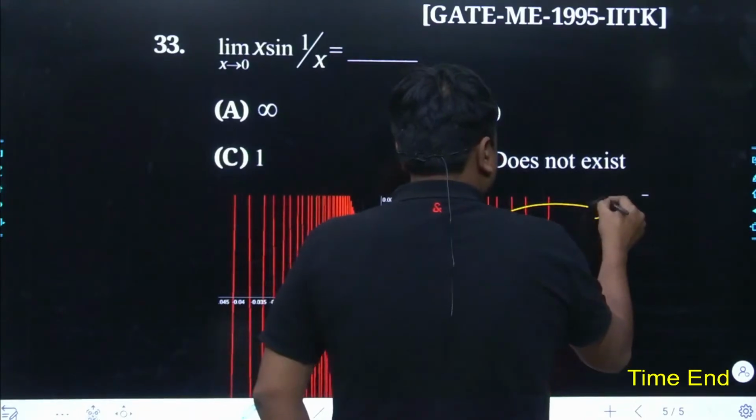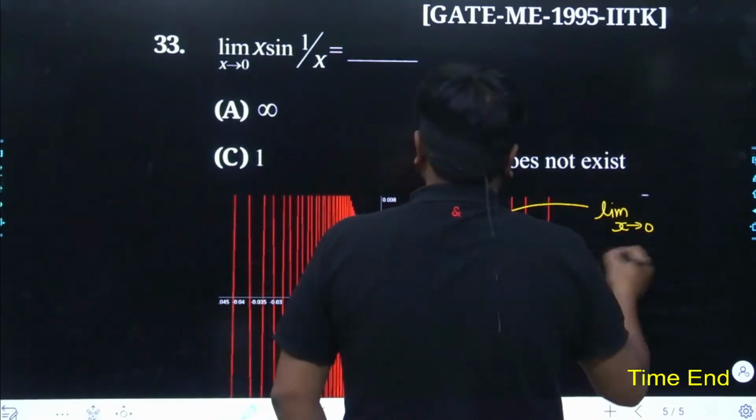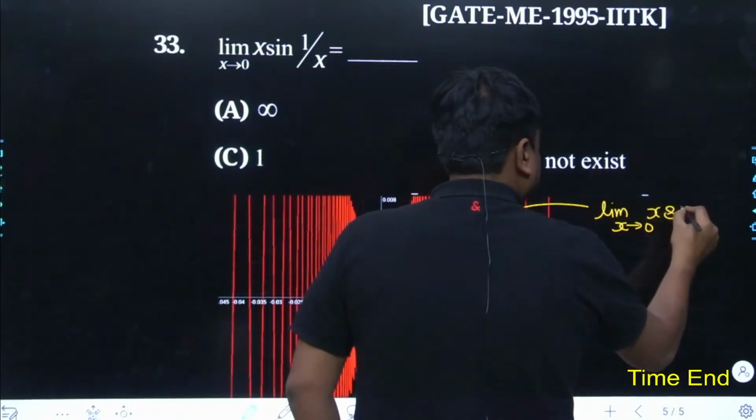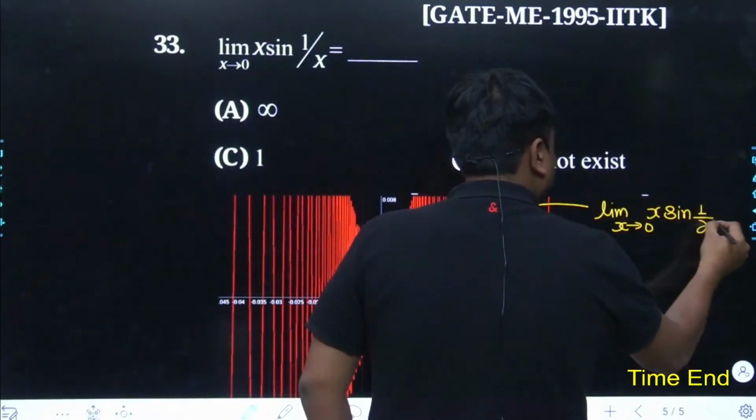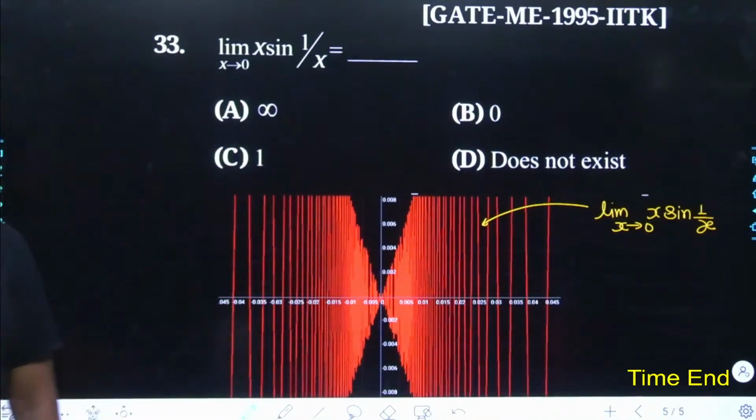And that is the limit as x tends to 0 of x sine of 1 upon x. I need the answer from each one of you. Tell me what could have been the best most answer for this given question.